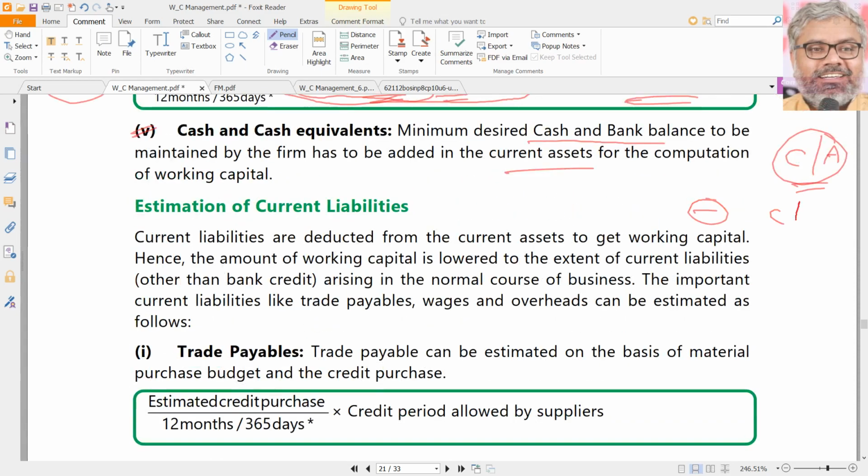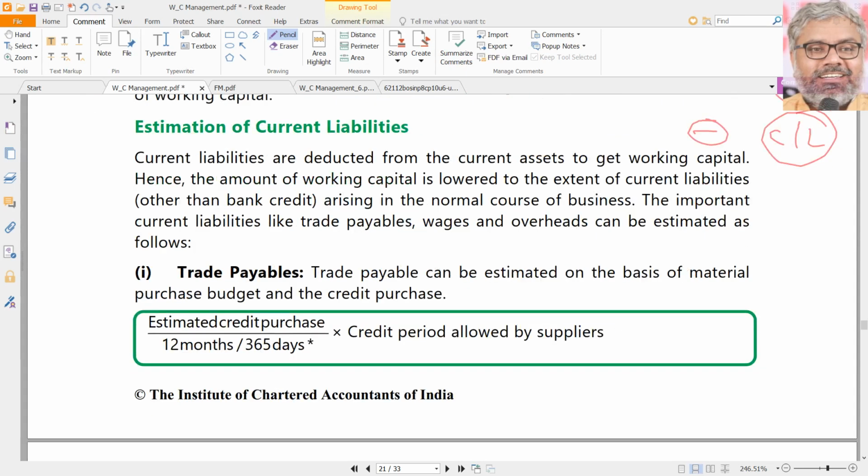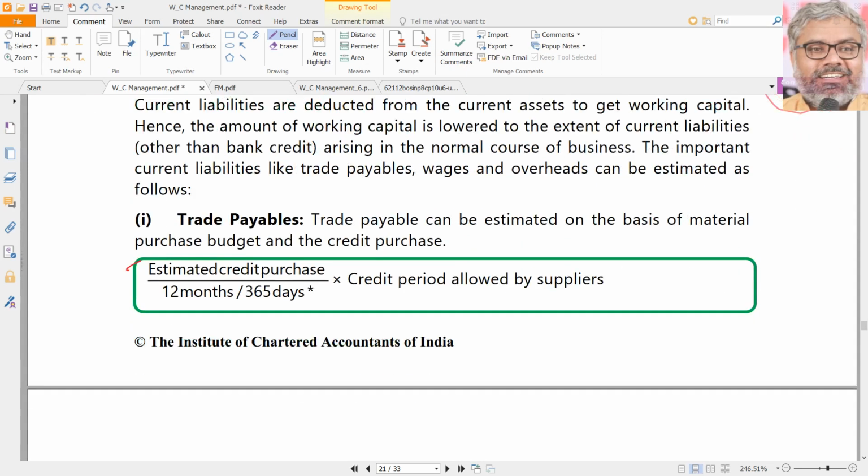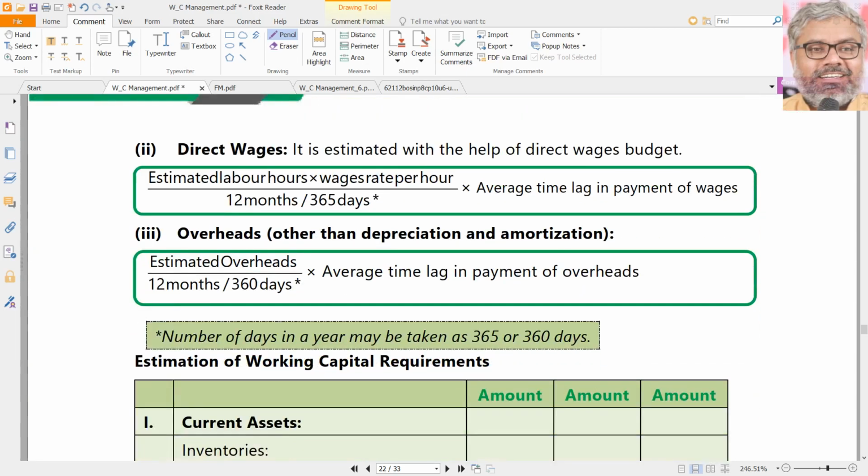So how to compute the current liabilities? Logic is still the same once again. First thing first, estimated credit purchases for the entire year. For the entire year, how much will be the credit purchases, into the credit period allowed by suppliers, divided by 12 or 365. That gives us trade payables. Like that, there could be outstanding wages. Sometimes it is called lag in payment of wages. Lag in payment of wages can also be calculated.